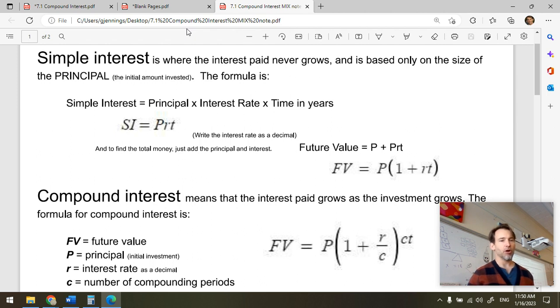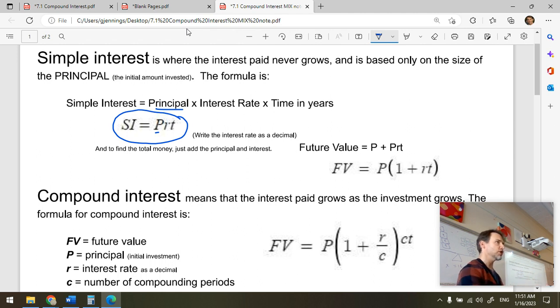And the formula to find how much interest has been awarded is simple interest is equal to the principal, which we usually identify as P. Principal, this word means the initial amount invested, multiplied by the interest rate, multiplied by time in years.